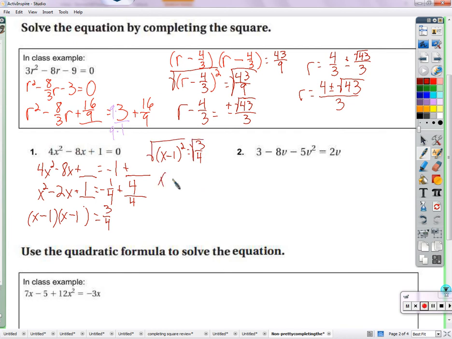So you get x minus 1 equals what? Write this, plus or minus. Remember, plus or minus. Nice, right? Square root of 3 over square root of 4, which the square root of 4 is 2. Now we need x to be by itself. We'll add 1 on both sides. Add 1 on both sides. Plus or minus the square root of 3 over 2.